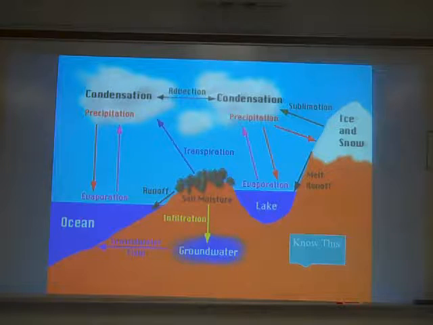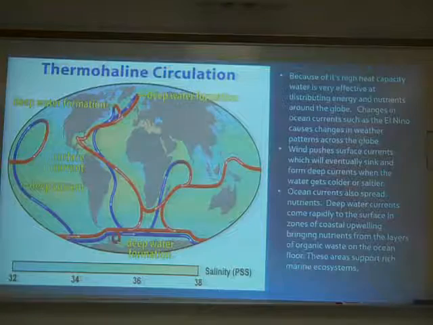Another term to be familiar with, make sure you understand infiltration. Think of filter, filtrate down. That's just a fancy term for water soaking down into the ground.